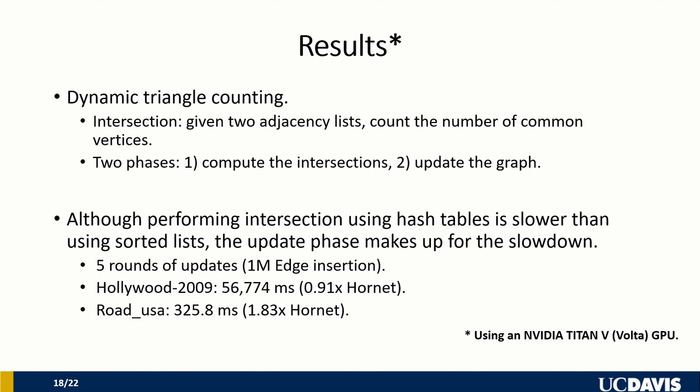So we find that performing the intersection operation using sorted lists is faster than using hash tables, but the high throughput during updates makes up for this slowdown. So just after 5 rounds of updates, we can achieve either similar performance to Hornet or almost twice as fast as Hornet.